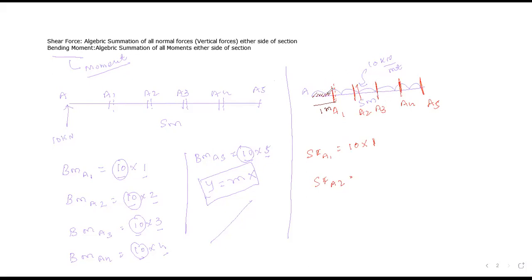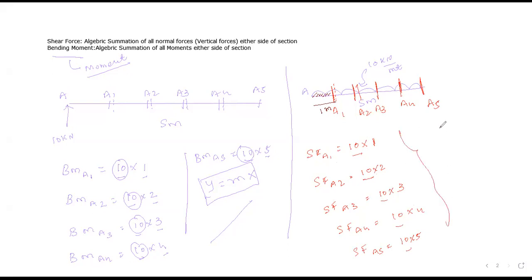I want to find its shear force, so we need to consider the total load of UDL. So can I write 10 into 2? Yes or no? Please confirm me. Similarly, shear force at A3 is equal to 10 into 3. Shear force at A4 is equal to 10 into 4. And shear force at A5 is equal to 10 into 5. So now in all the cases, 10 is a constant. Shear force we can consider a function of x.